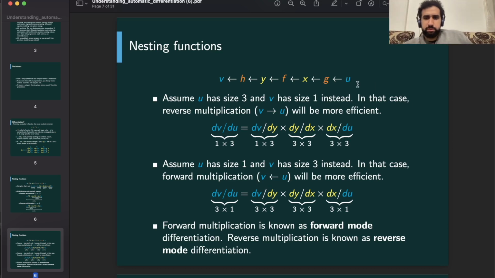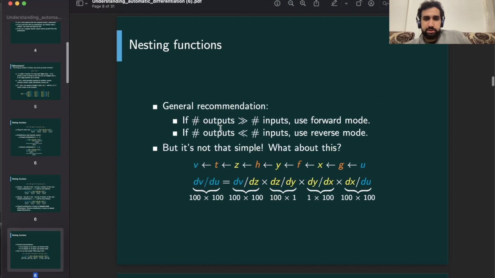So this forward multiplication, which is going from U to V, is typically known as forward mode differentiation, and this reverse multiplication of Jacobians is typically known as reverse mode differentiation, right? It's called forward mode because we're going forward from the input to the output, and it's called reverse because we're going backwards from the output to the input, in this case from left to right, right? So that's everything you probably need to know about nesting functions.